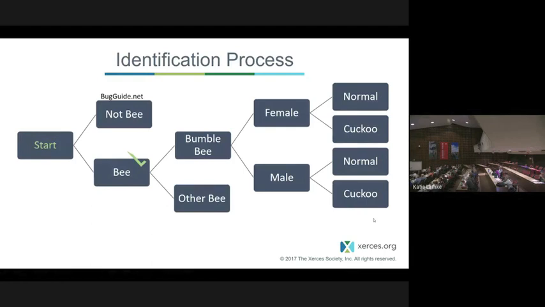So now that we're sure that we have a bee, right? If we don't have a bee and you're curious, you can go to this website here called bugguide.net. Very handy for finding out what type of insect you have. But the next step in the process is figuring out if our bee is a bumblebee.